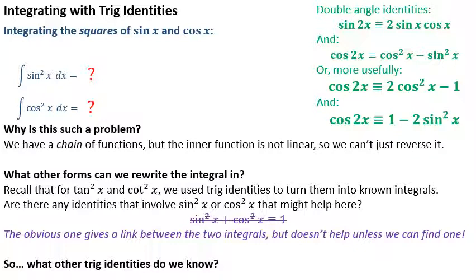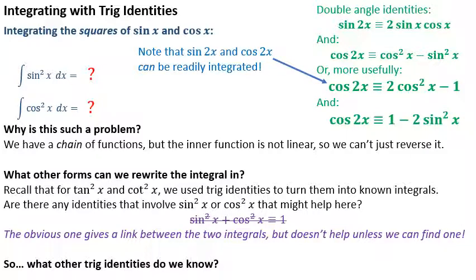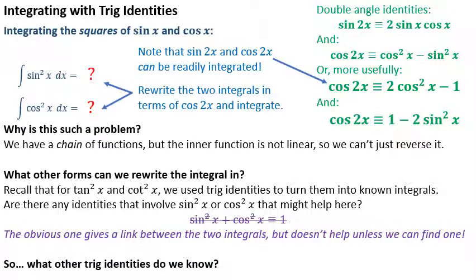There's a bit of rearranging needed. We want sine squared x, for instance, and we've got an identity that has cos 2x as the subject. But if you give it a rearrangement, you should be able to rewrite the two integrals and then integrate them. So try that, see how you get on.